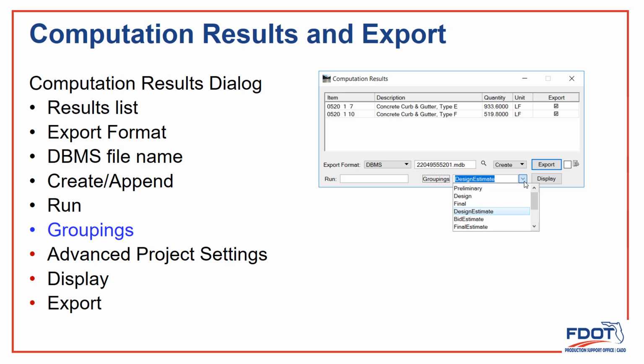clicking the Export button. To the right of the Export button, there is a checkbox and button for Advanced Project Settings. It is not necessary to set this information at this step. Clicking the Display button will turn on and off the highlight of the items listed in the computation results. Once all the export settings are defined, clicking on the Export button will write the data to the quantity database. You can check the bottom left status bar in MicroStation to confirm the export is completed.